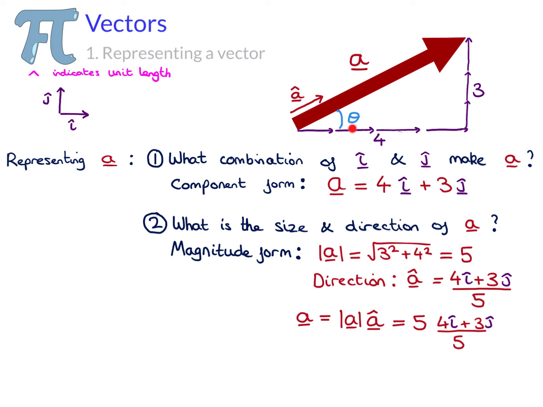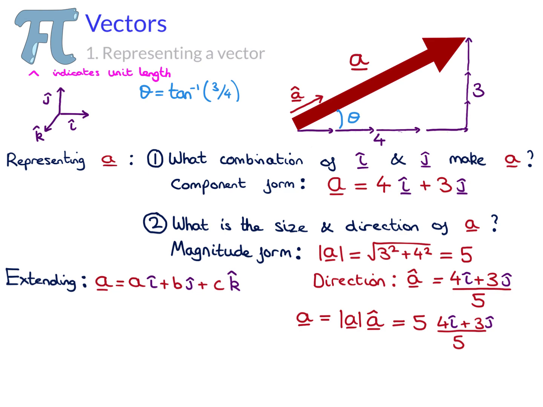For example, the angle that this vector makes with the positive x-axis is found by doing the tan inverse of 3 over 4. To extend into 3D, we need only include another orthogonal direction which we call k, which slightly modifies the Pythagoras equation.